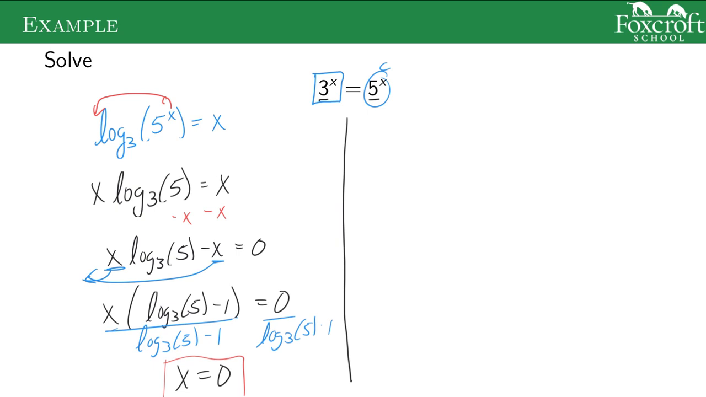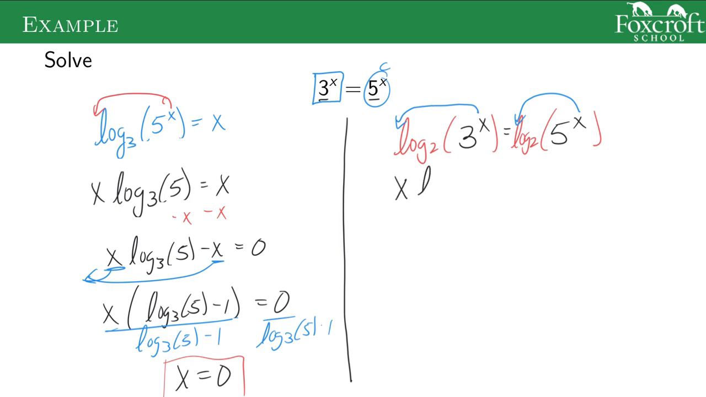The other way to do it is if I have 3 to the x equals 5 to the x, I can pick any log I want, any log in existence. Let's pick 2. I could take the log base 2 of both sides. And what does this do? If I take the log of both sides, it allows me to bring this x out to the front. All right, so now I'm going to get x times log base 2 of 3 equals x log base 2 of 5.